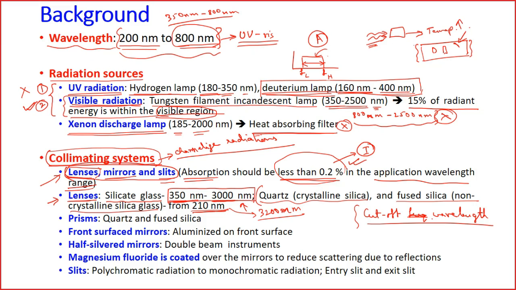Apart from these differences, all the other principles which govern the UV visible spectrophotometer remain the same. Okay. Then we have prisms. So the prisms are usually made up of quartz and fused silica. Okay. Now why are prisms used? Anyone? Why are prisms used?